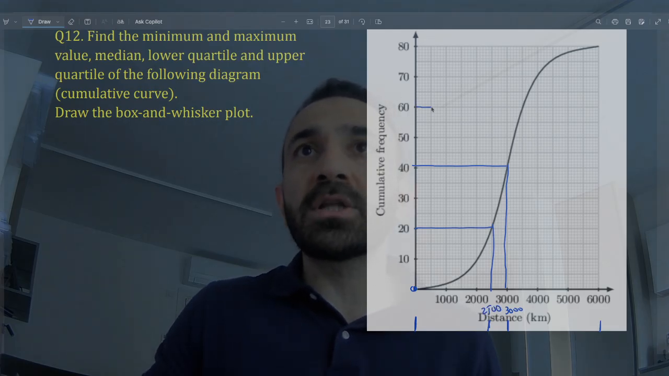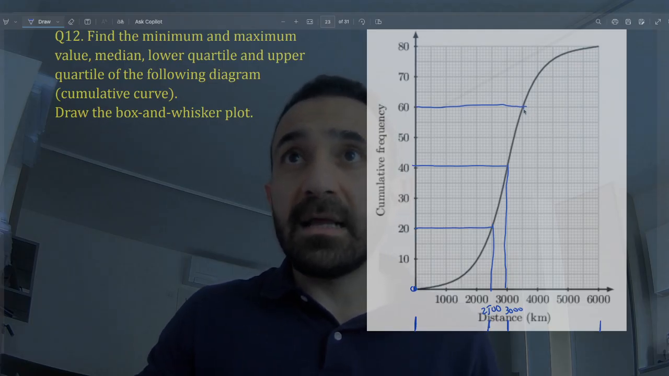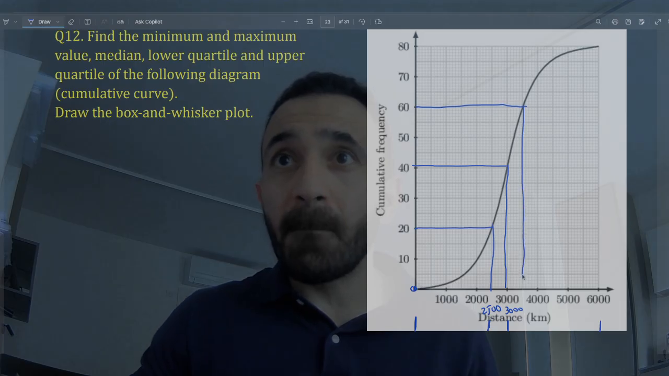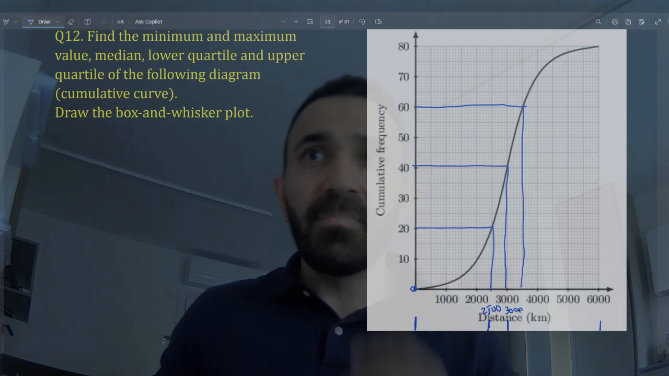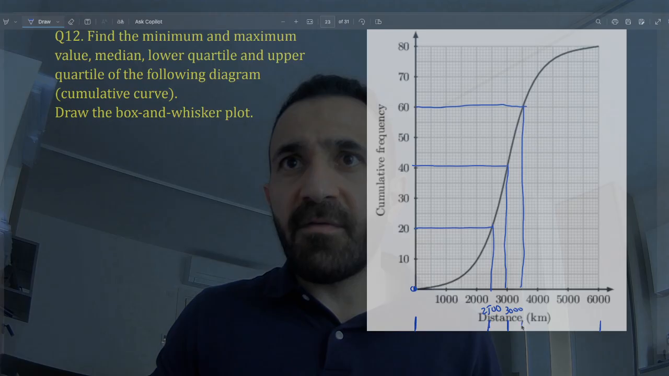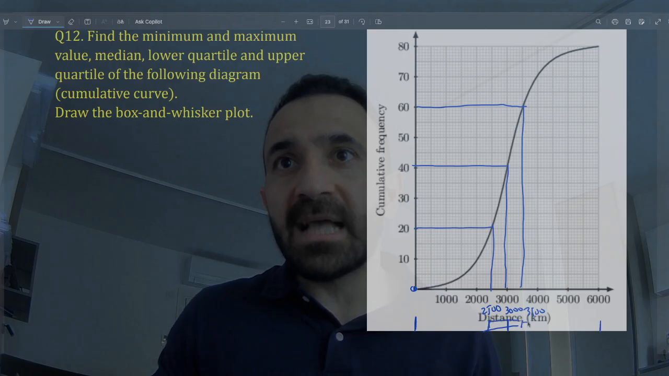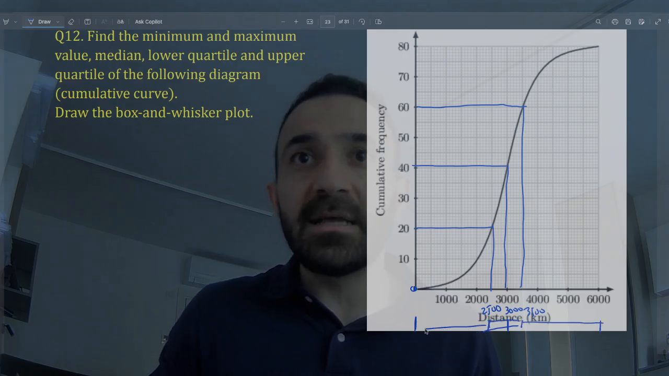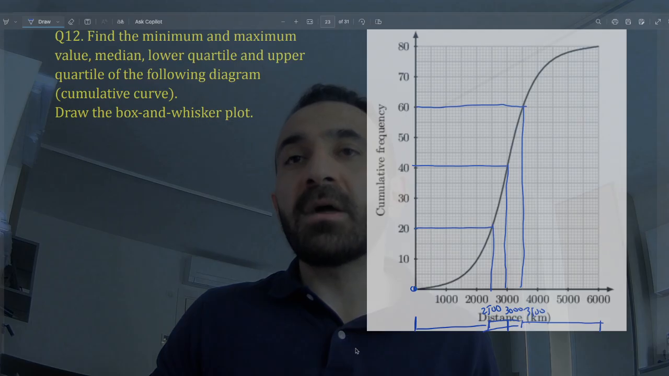And what about the upper quartile? 60. 60 leads you to find the 3,500 to find the upper quartile. So this is the box and whisker plot for this question. Okay, box and whisker plot.